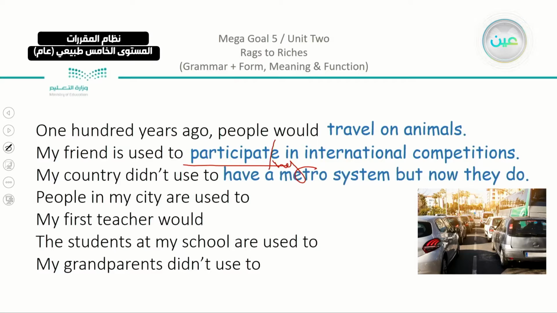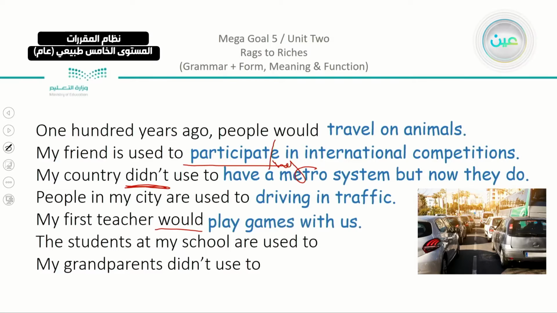And note here that because we have your negative, which is didn't, I have used to without the D. We have people in my city are used to driving in traffic, since we have the picture. We can say also, my first teacher would, note that we have here would in the sentence. So let's try something like we have here, play games with us. Play is in the base form.